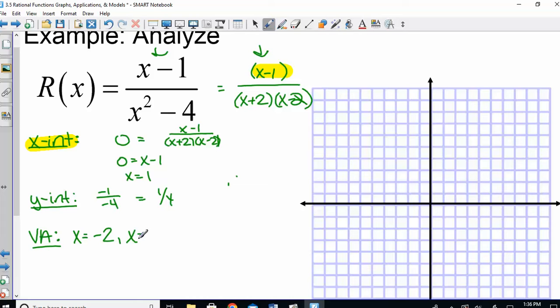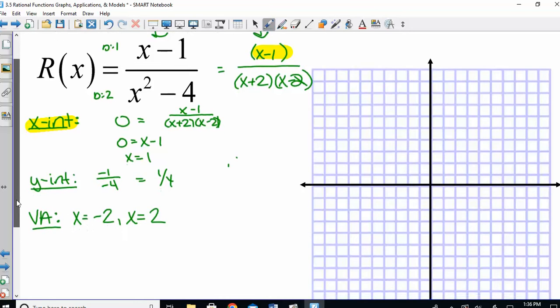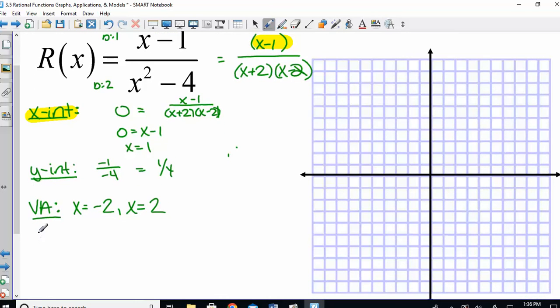Yeah, negative 2 and positive 2. Please write those as equations because they are lines. Alright, then we have to decide. It will either be horizontal or oblique, not both. That's based off the degree. What's the degree of the top? The bottom. So our rule yesterday, if the top has a smaller degree, what is it? So we have a horizontal, y equals 0.